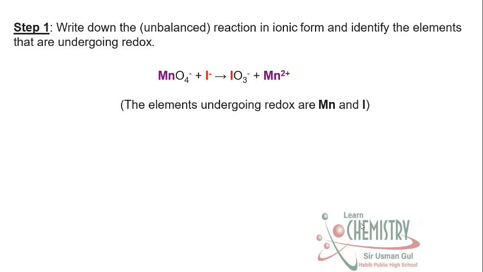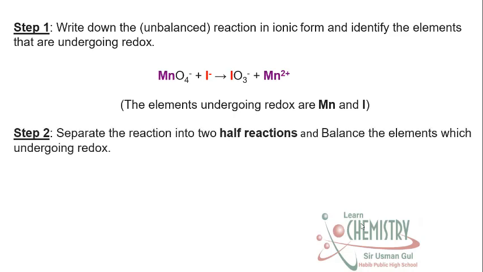Okay, now after identifying that we will move toward the second step. In the second step we will separate this ionic equation into two half reactions. Right now these are the two half reactions, separated with respect to the elements which were undergoing oxidation and reduction.